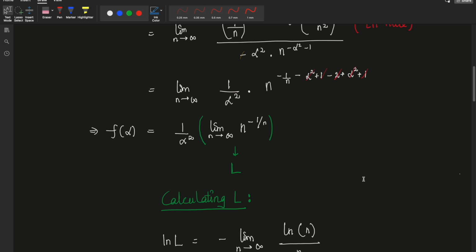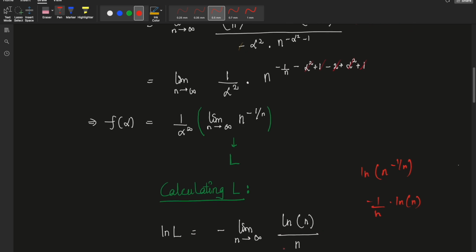Basically it will become ln of n raised to minus 1 by n. We take the power outside, so it will be minus 1 by n into ln of n, which I have written in this form, taking the minus sign outside. Here also, if you see, ln of n as n tends to infinity will tend to infinity, and obviously n will also tend to infinity, so we got an infinity by infinity form again.